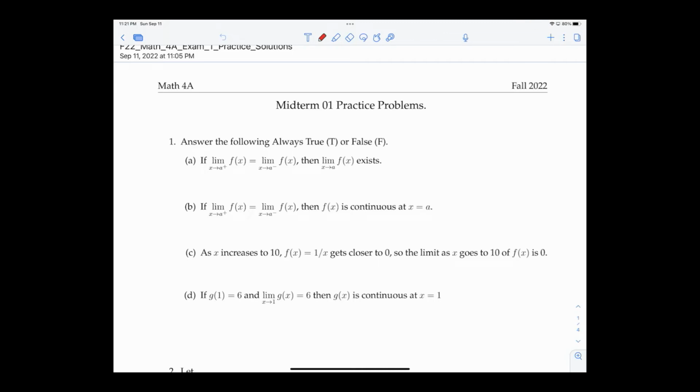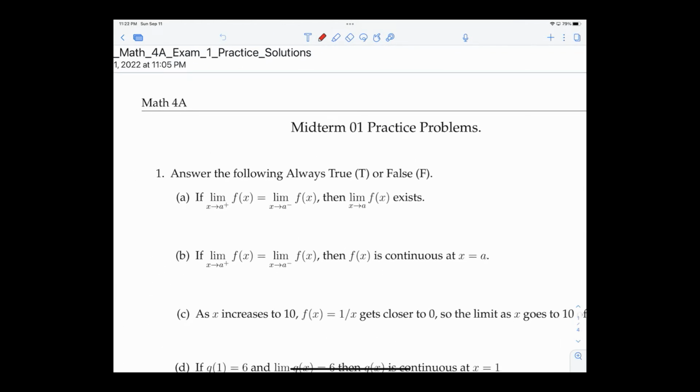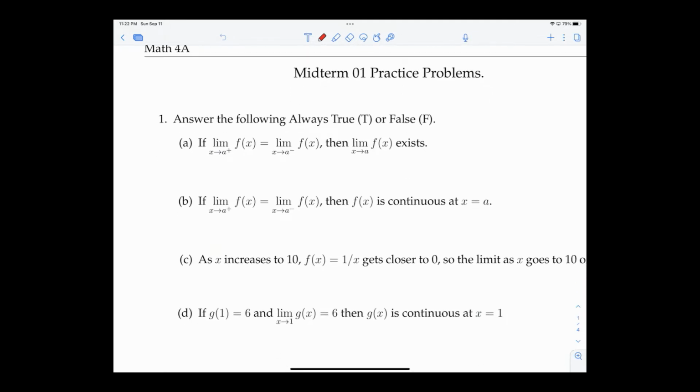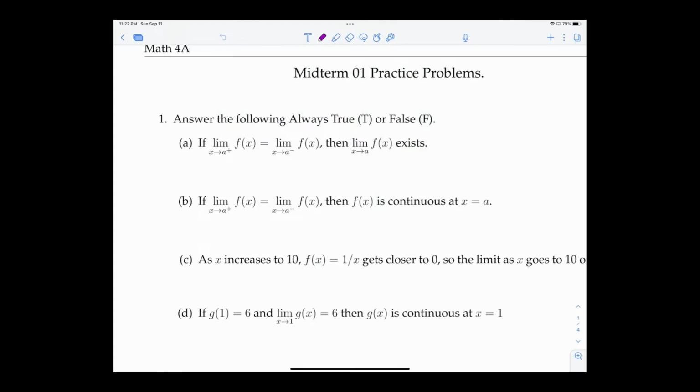Okay, everybody. So what we're going to do is go over these midterm one practice problems for Math 4A. I'm just going to write these out here on my iPad and record the audio, and then I'll be able to post a PDF for you and also the video. So if you're hearing this, you're at the video, but there should also be a PDF available. Okay, let's get right into it.